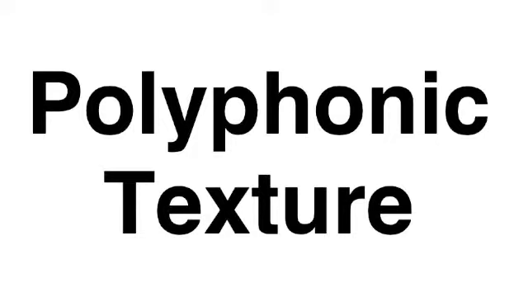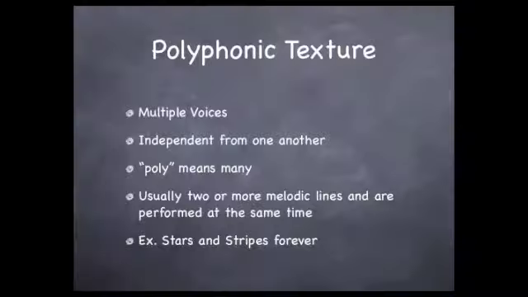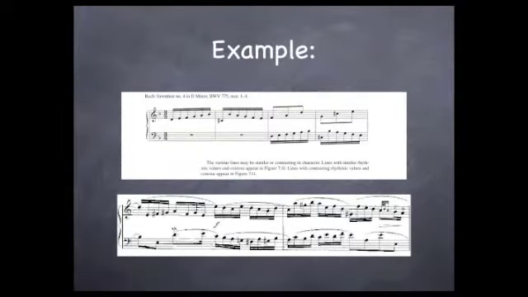Next is polyphonic textures. In a polyphonic texture, there are multiple voices that are relatively independent from one another. When thinking about this, think that poly means many. In polytheism, you worship many deities and many gods. So just like this, polytexture is usually two or more melodic lines that are performed at the same time. Notice how in each of these examples, both the treble and bass clef melodies are independent of one another.